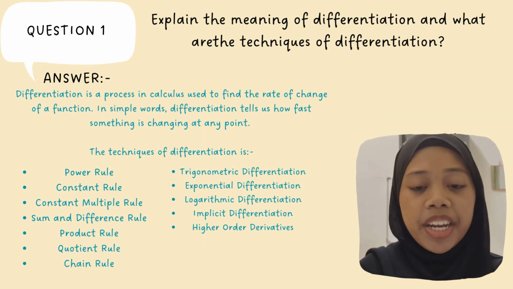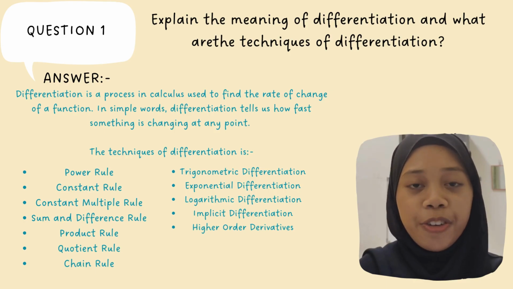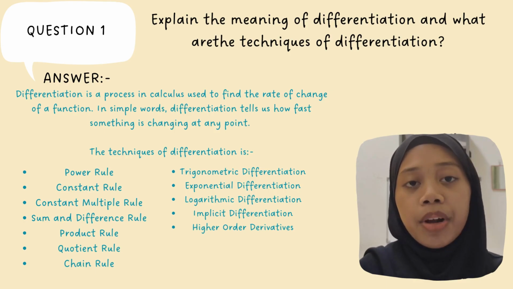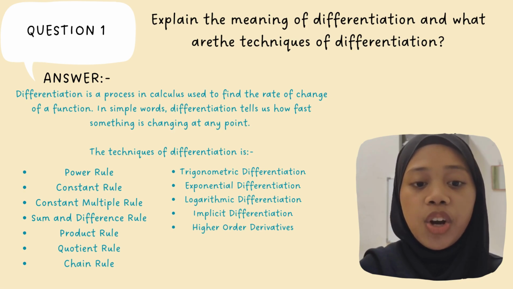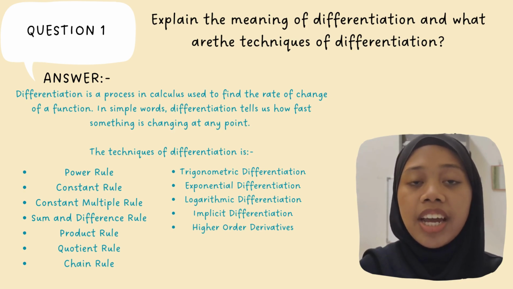Question 1. Explain the meaning of differentiation and what are the techniques of differentiation. So, differentiation is a process in calculus used to find the rate of change of a function. In simple words, differentiation tells us how fast something is changing at any point.